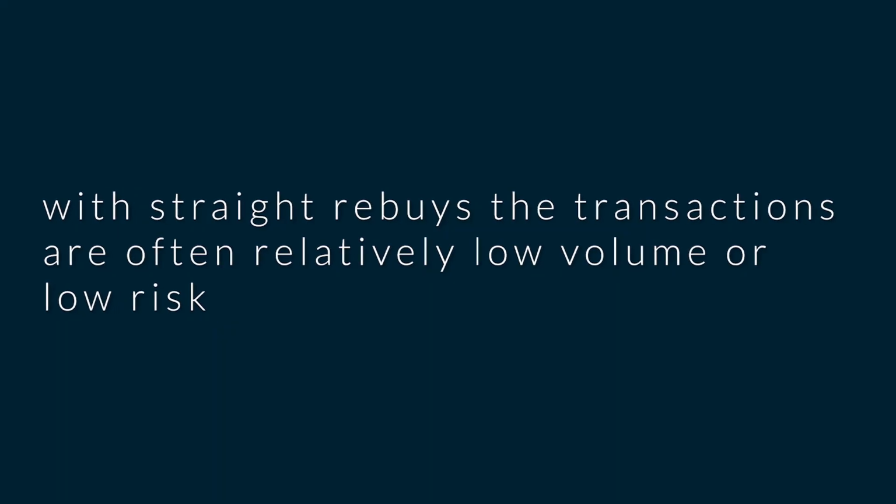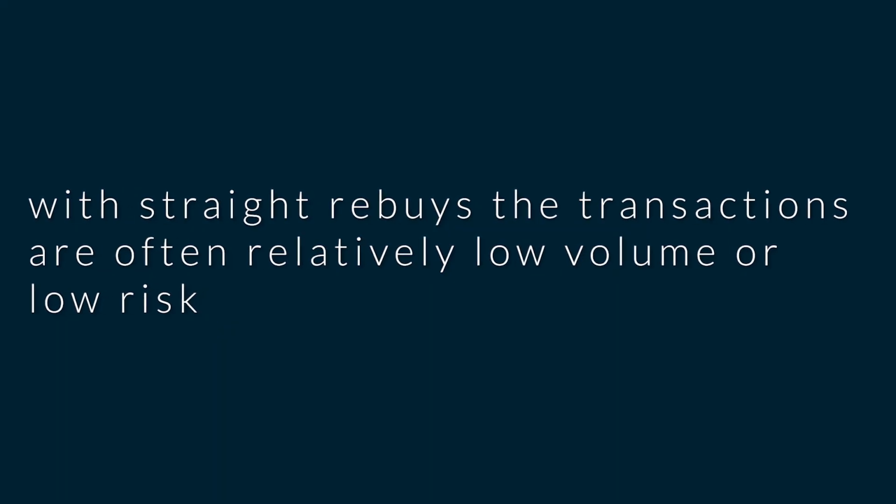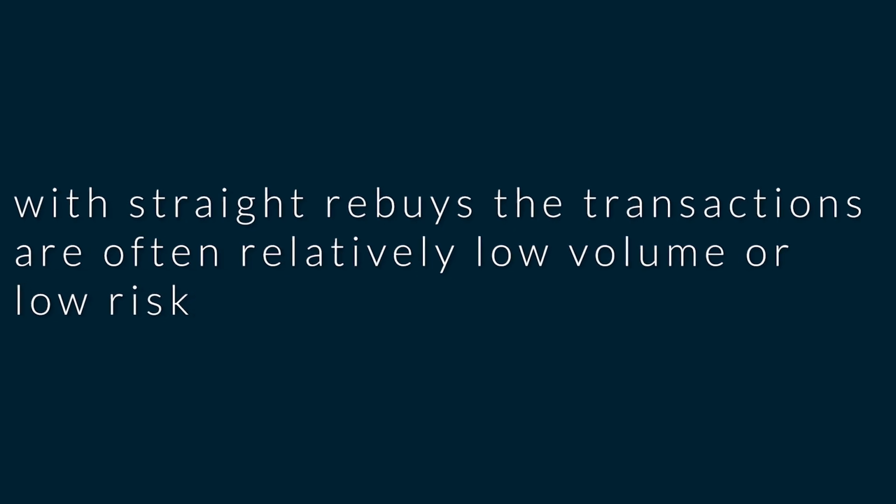That is an example of a straight rebuy, and in this case, what are we buying? The MRO sort of products. With straight rebuys, the transactions are often relatively low volume or low risk. And for the most part with those sort of products, if there are any supply chain risks, then what do you do? You simply find another supplier. So you're not dealing with things that are complicated that are going to require a lot of investigation. So those are the sort of things that you put under straight rebuy. So that's straight rebuy, and that's how it works in practice.